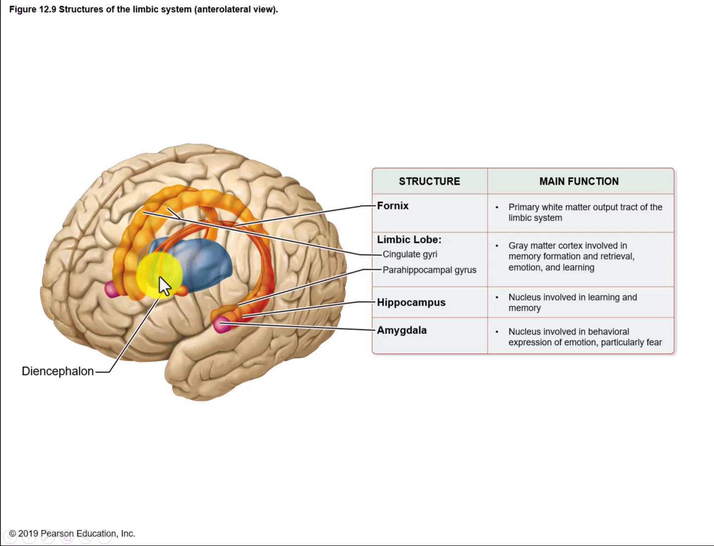And here's a nice little summary of the fornix, the limbic lobe, main functions, the hippocampus, and the amygdala. But there aren't any really possible short answer questions on that. Most of that would appear within your possible multiple choice questions.